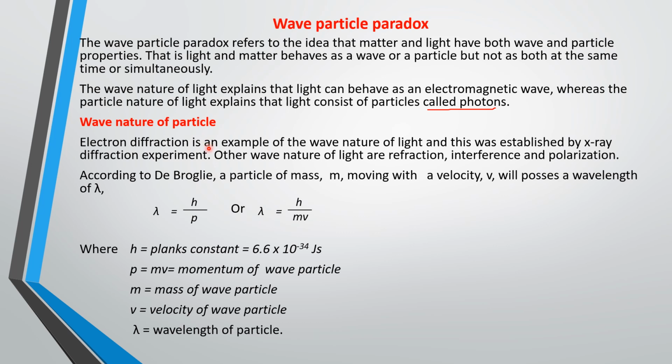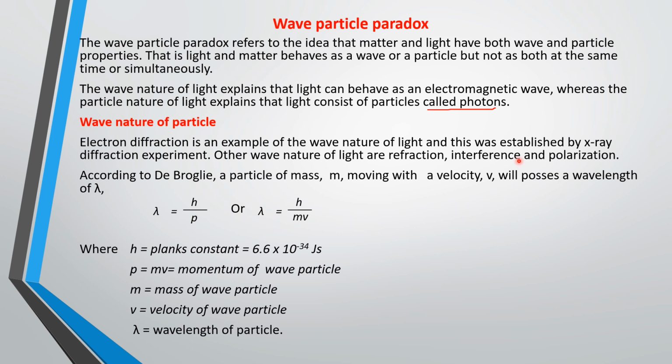Other properties that show that light behaves as a wave are refraction, interference, and polarization. If you study your waves, you will see that a wave can undergo refraction, a wave can undergo interference, and a wave can be polarized. The same thing also happens to light. Light can undergo diffraction, refraction, interference and polarization. So these properties show that light behaves as a wave.